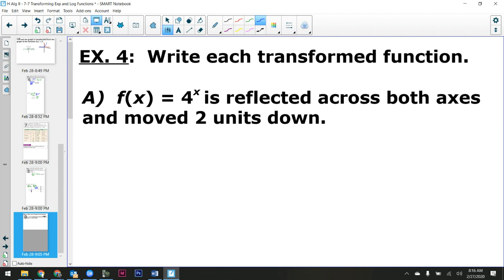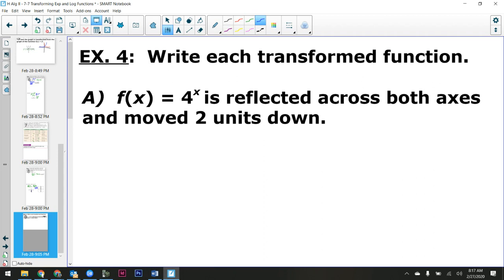4 to the x is reflected across both axes, then moves down 2 units. Wow, this student's cheating. Wait, you telling me... Go in order of the question too. Reflected across both axes, then move it down 2 units. Do you reflect over the y? Is that the x or the... Doesn't matter. x and y? They're independent. It would matter if I went down first and then reflected.